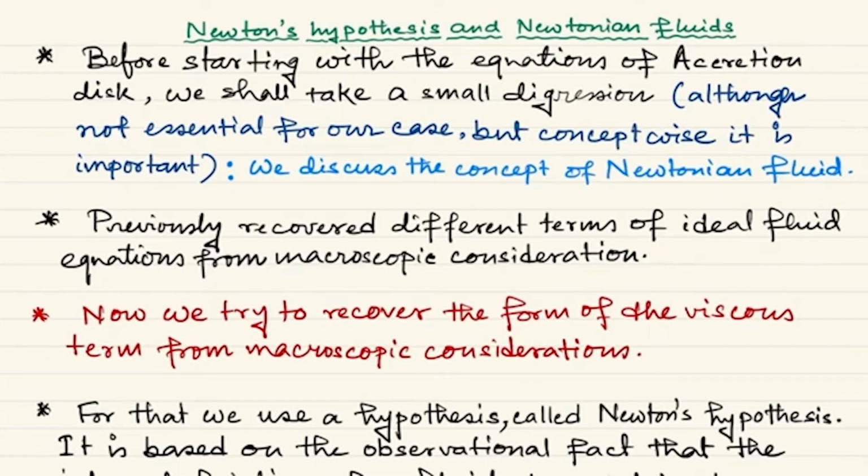Now here we will try to recover the form of the viscous term, which was absent for the ideal fluid equations, of course, and which is constituted by the off diagonal part of the pressure tensor. Okay, we try to recover that part from macroscopic consideration.